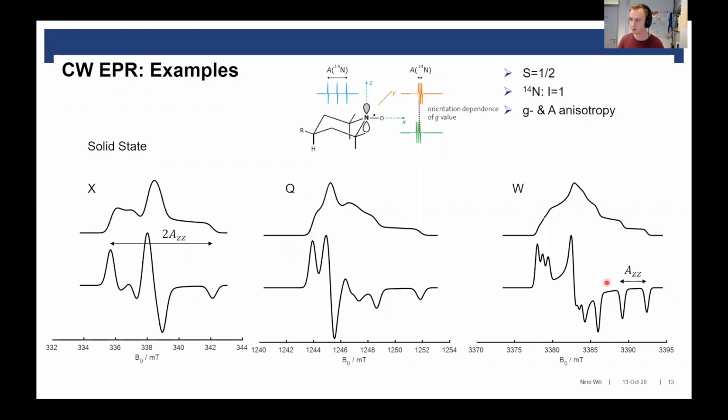So here at this point, you have the ZZ, and the ZZ is split by the hyperfine coupling in the Z direction. Here will be Y, and here will be X.